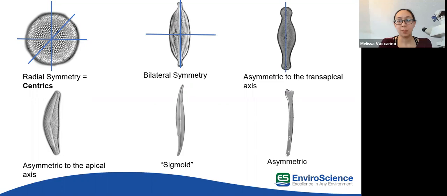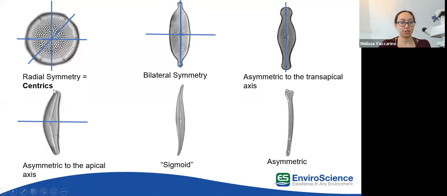Here's a gomphonemoid, or again, it's Didymosphenia, that is asymmetric to the transapical axis. Again, it slices the apices, and you get on either side a mirror image, but you would not be able to slice it along the apical axis here, because this end is larger than the other apex. This one is asymmetrical to the apical axis, again, dividing in the other direction.